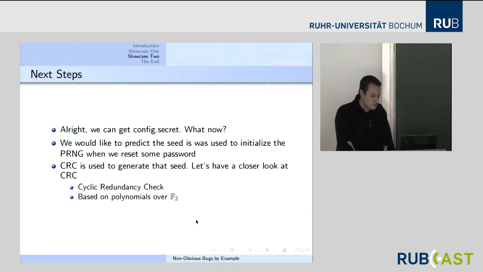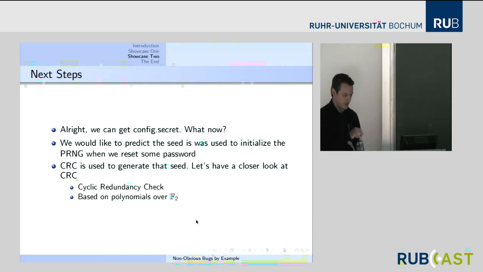Next steps. We would still like to predict the seed value that they used to initialize the random number generator when the password reset token was generated, right? As we have seen in the code, they use CRC to generate the seed out of microtime and the output of stat. So the next logical step would be to examine what CRC actually does. And this is what the next slides are going to cover.